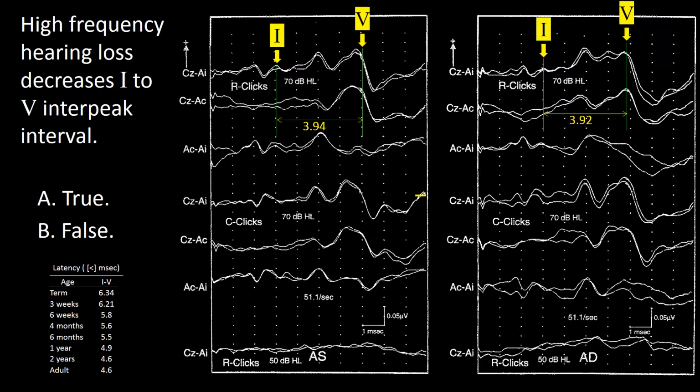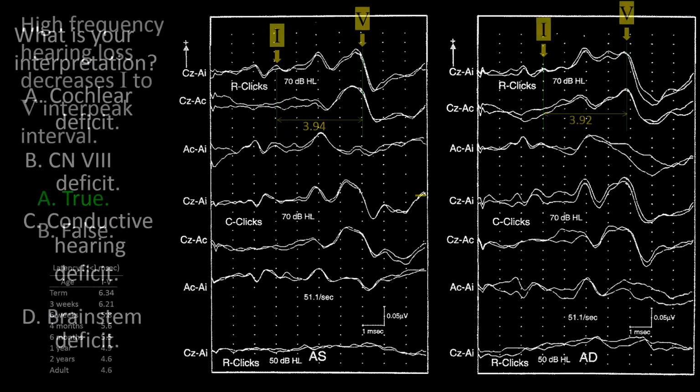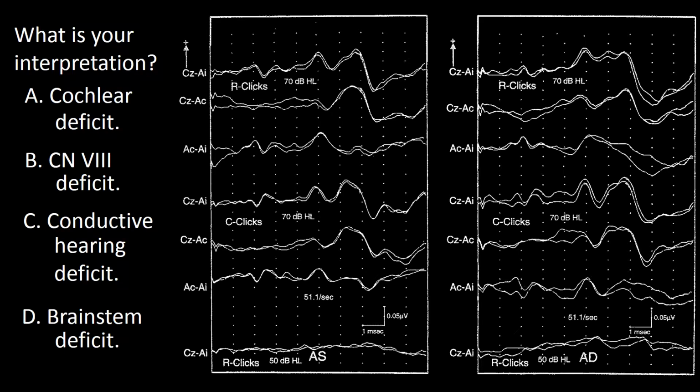So the answer to this question is A. Next question. What is your interpretation? A. Cochlear deficit. B. Cranial nerve 8 deficit. C. Conductive hearing deficit. D. Brainstem deficit.